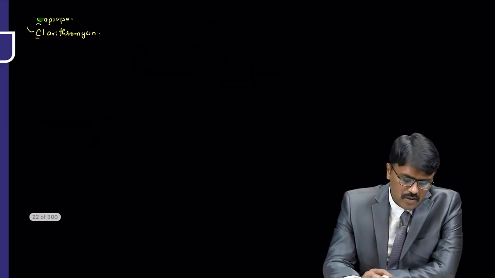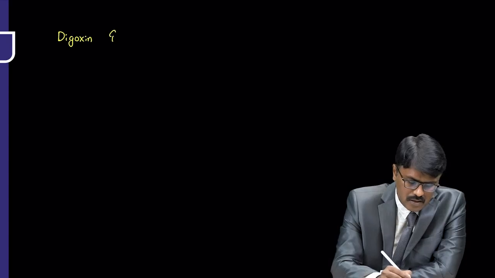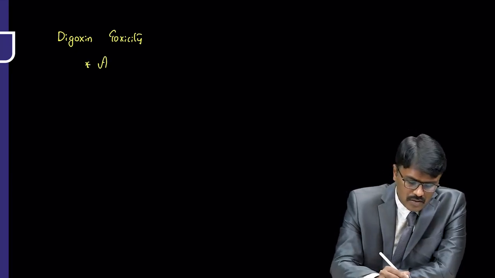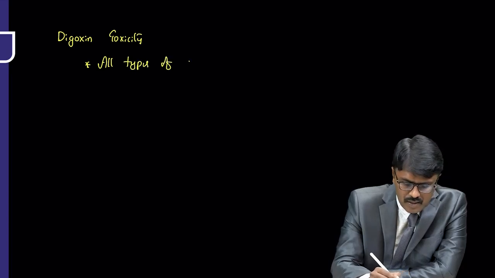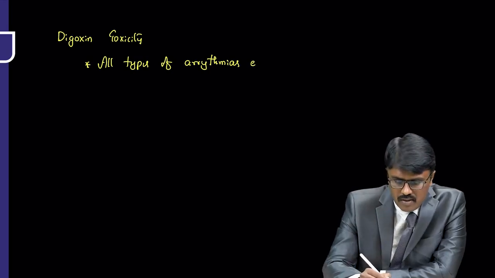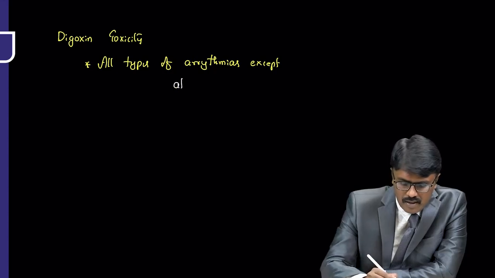Now, whenever digoxin toxicity occurs, it will manifest as arrhythmias. So digoxin toxicity can cause all types of arrhythmias, except a few. What are the exceptions? Except number one, atrial flutter.